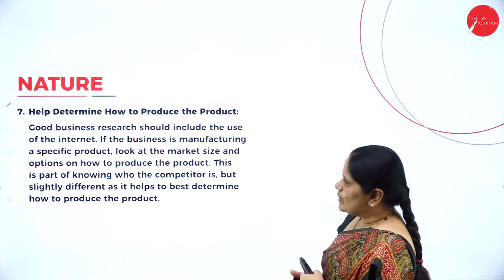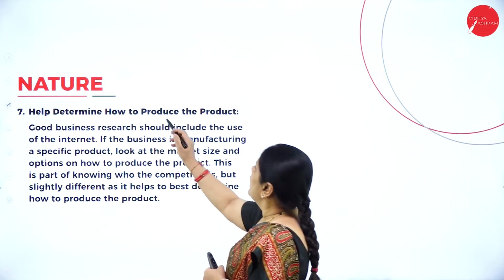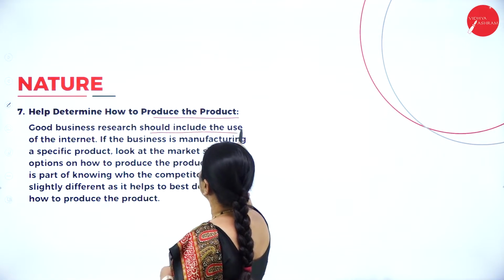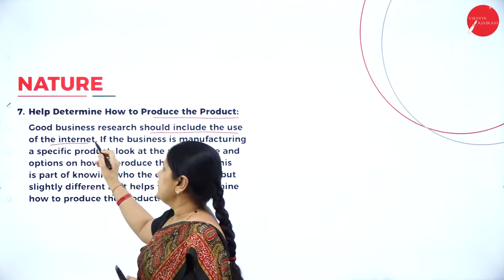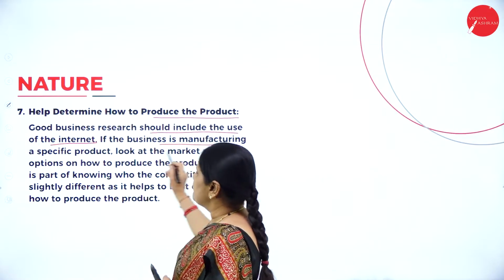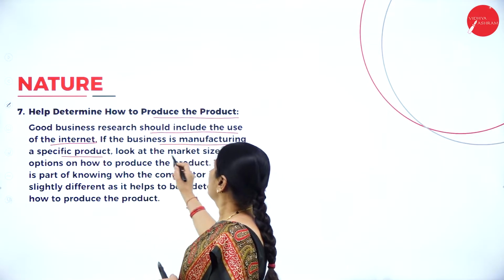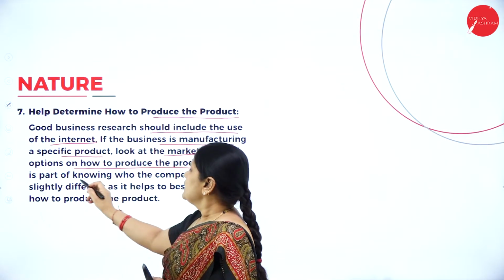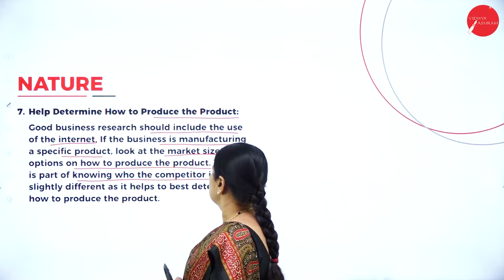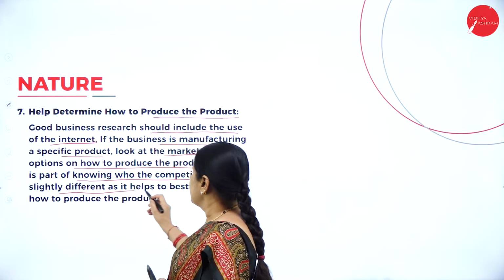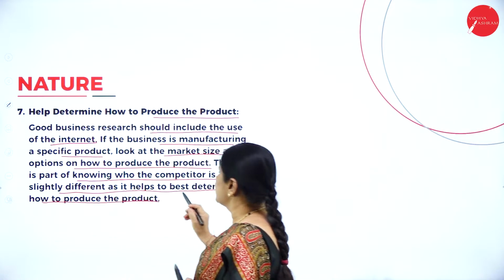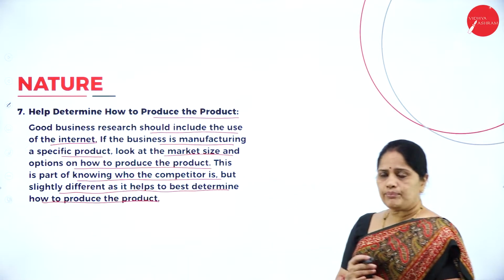Then next one is help determine how to produce the product. So good business research should include the use of the internet. If the business is manufacturing a specific product, look at the market size and options on how to produce the product. This is a part of knowing who the competitor is, but slightly different, as it helps to best determine how to produce the product.